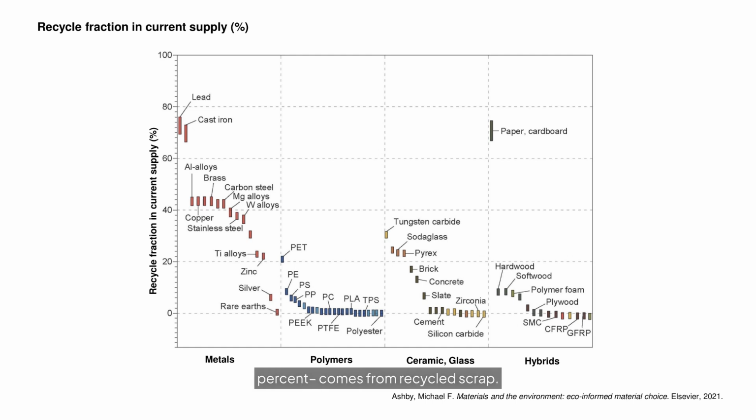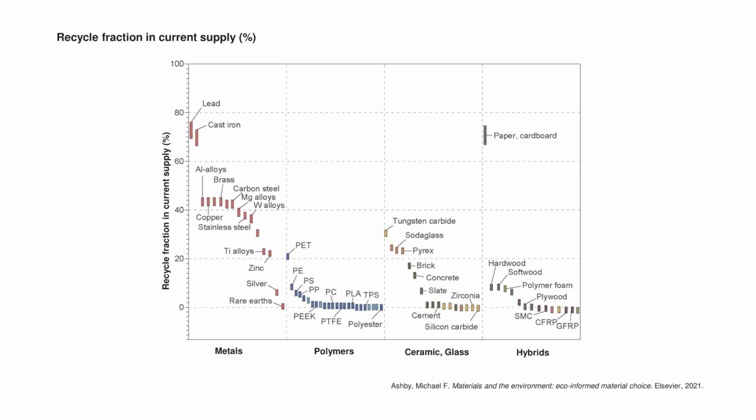Polymer recycled fractions remain quite low. The ceramic group, such as brick and concrete, has a higher recycling rate than polymers, but it is still lower than the metals group. Hybrid composites are also challenging to recycle. Virtually none of these materials are recycled currently due to technical difficulties. So while we're doing well with metal recycling, there's a lot of room to improve the recycling of plastics, concrete, and especially composites.